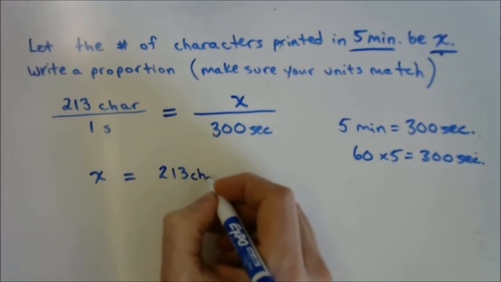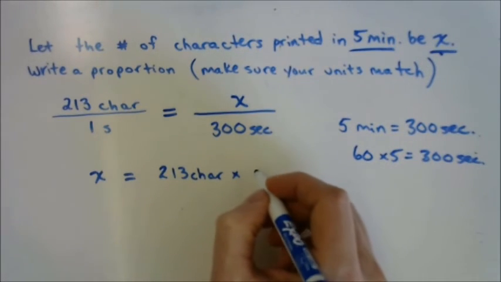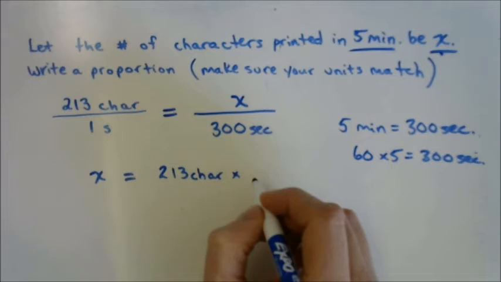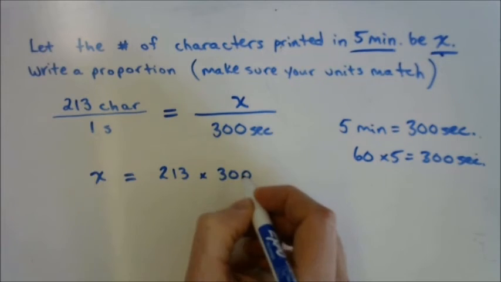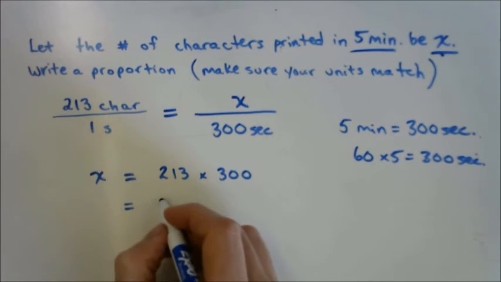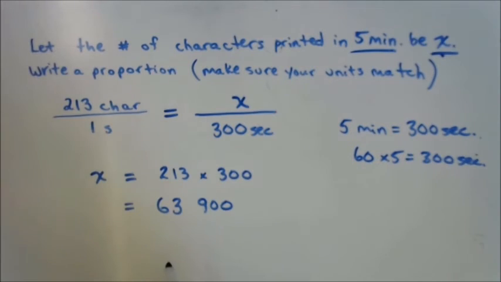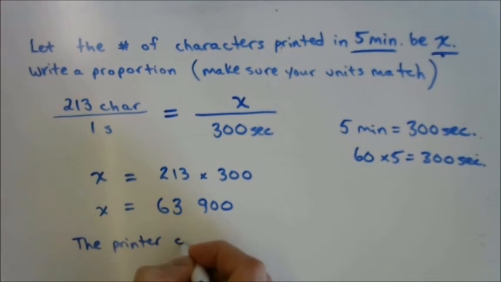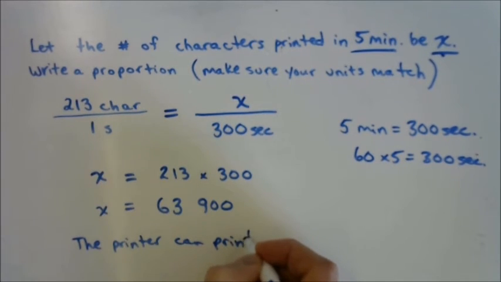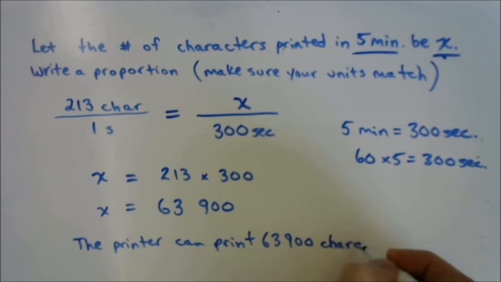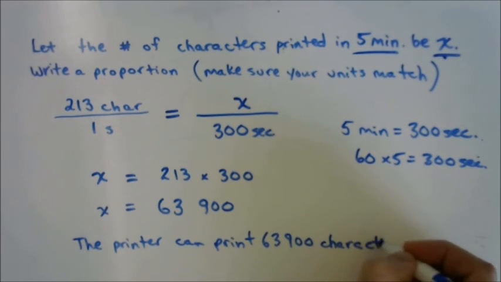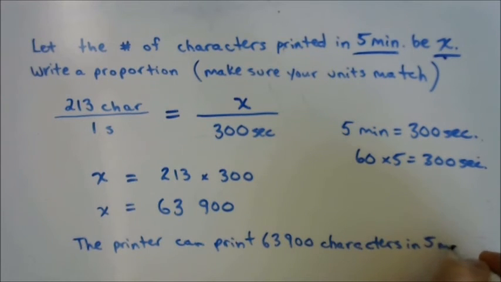213 characters times 300. Sorry, what was your answer? 63,900. 63,900 is x. The printer can print 63,900 characters in 5 minutes.